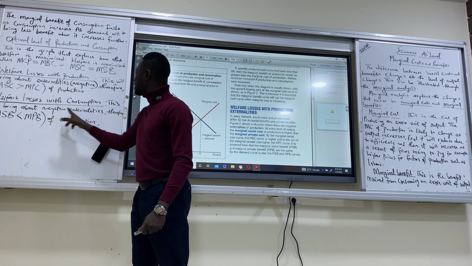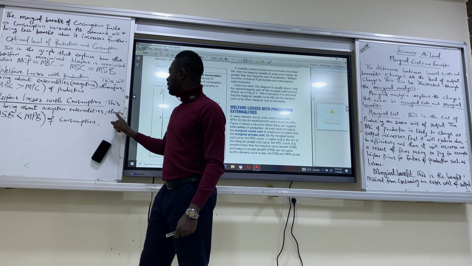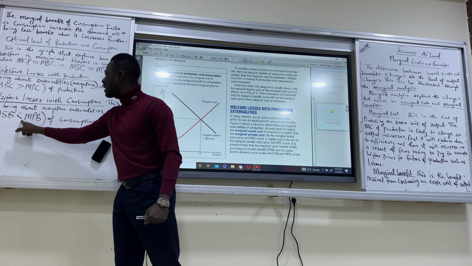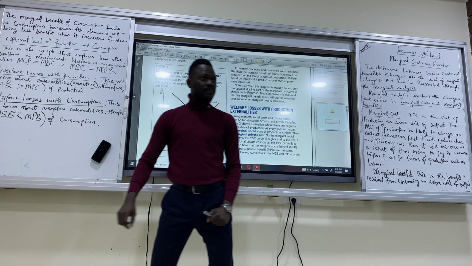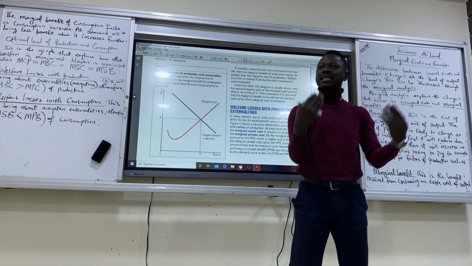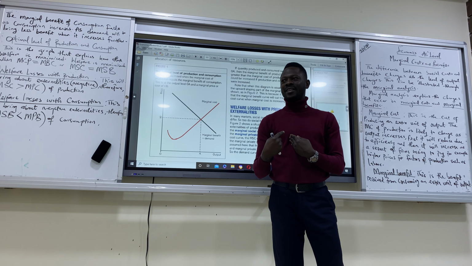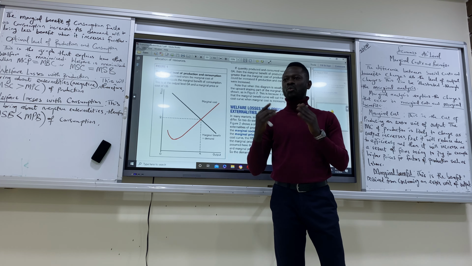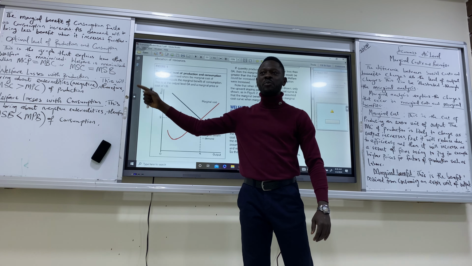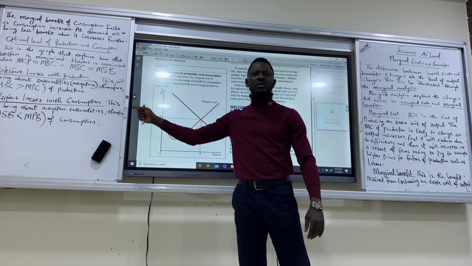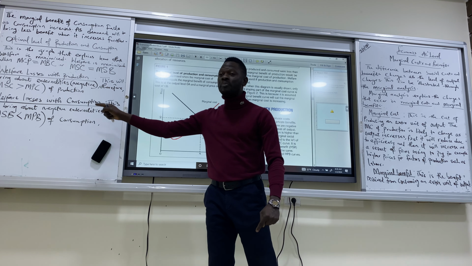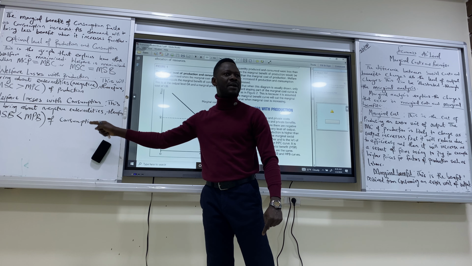Then for consumption, welfare is lost in consumption. This will bring about negative externality again. Therefore, marginal social benefit of consumption is less than marginal private benefit of consumption. Now, the marginal social benefit, what the society will gain, is less than what you are gaining in terms of consumption, then welfare is lost. So welfare is lost in production when the marginal social cost of production is greater than the marginal private cost of production. Welfare is lost in consumption when the marginal social benefit is less than the marginal private benefit.